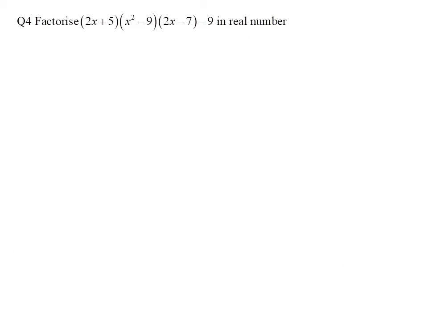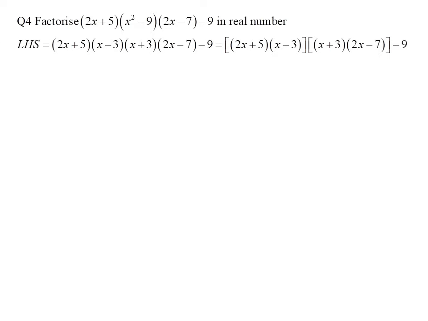Example 4 is to factorize an algebraic expression with the variable x to the power of 4. As I demonstrated earlier, careful observation is always helpful to find a better starting point to solve mathematical problems in general. First, we see the factor x squared minus 9 can be factorized to x minus 3 times x plus 3.